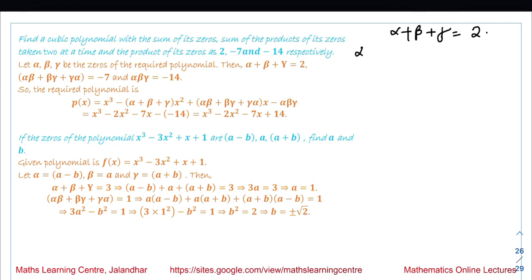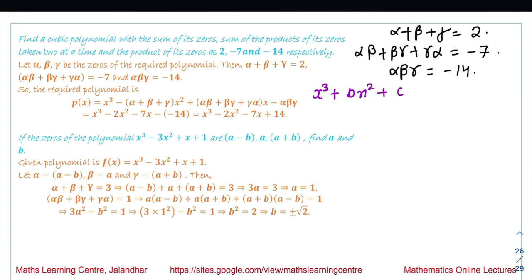Sum of the zeros taken 2 at a time, alpha beta plus beta gamma plus gamma alpha, is equal to minus 7, and the product alpha beta gamma is given to be minus 14. Now suppose the required polynomial is of the form x cube plus bx square plus cx plus d is equal to 0. This is the polynomial we are talking about.